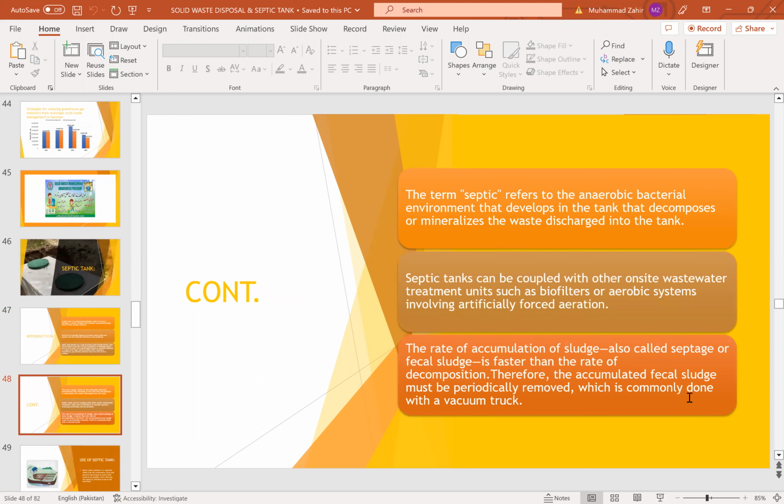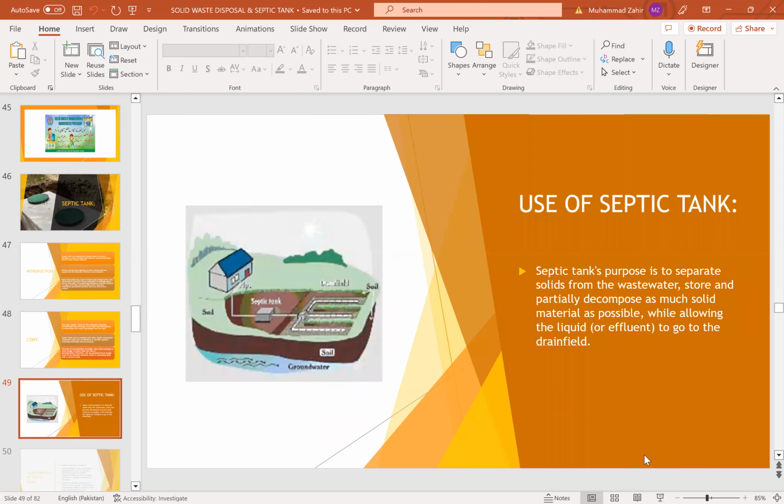The term septic refers to the anaerobic bacterial environment that develops in the tank that decomposes or mineralizes the waste discharged into the tank. Septic tanks can be coupled with other on-site wastewater treatment units such as biofilters or aerobic systems involving artificially forced aeration. The rate of accumulation of sludge, also called septage or fecal sludge, is faster than the rate of decomposition. Therefore, the accumulated fecal sludge must be periodically removed, which is commonly done with a vacuum truck.